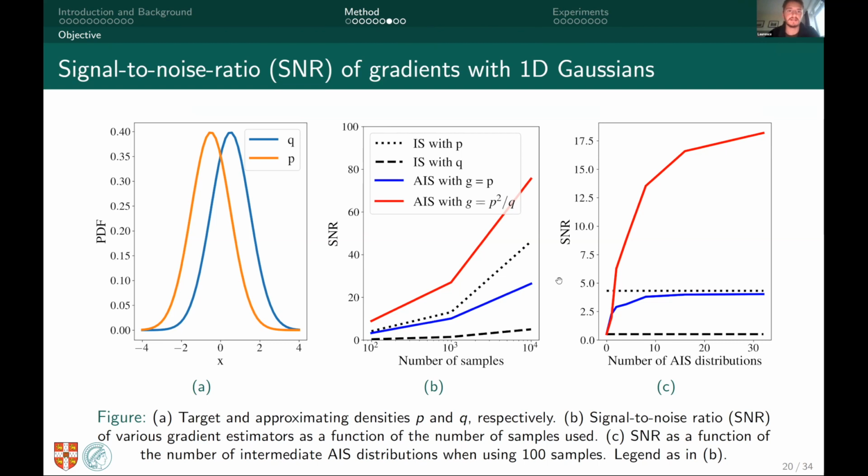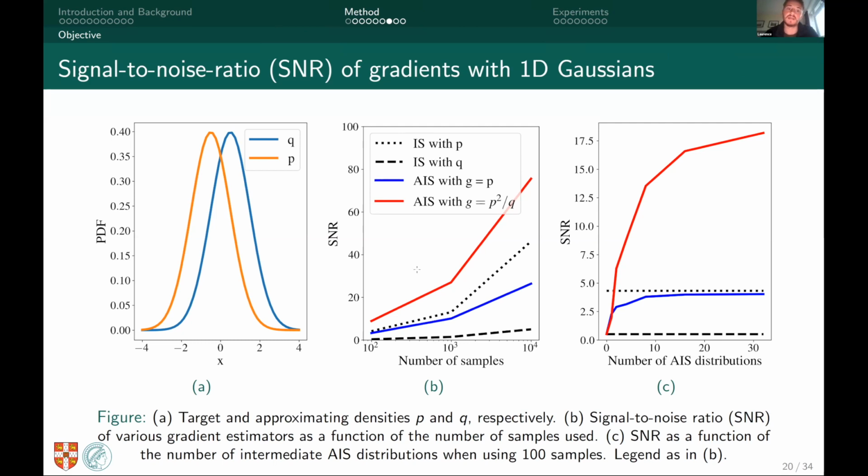And we can actually calculate the analytical mean for what the gradient should be. So it's like a nice, easy toy problem for seeing how well our method compares. And what we see, if you look at this middle figure B, is that if you set the target of annealed importance sampling to P, so just setting it to our target distribution, that already does a lot better than with samples from Q.